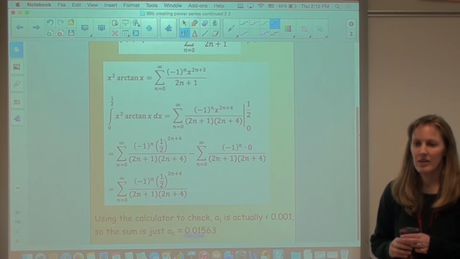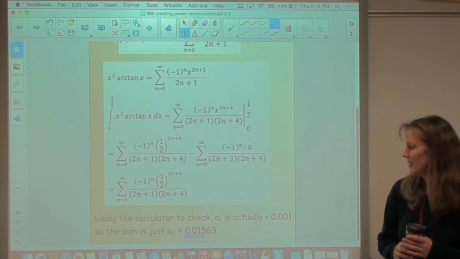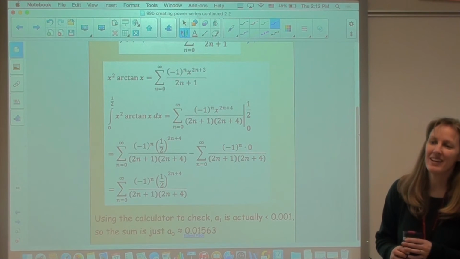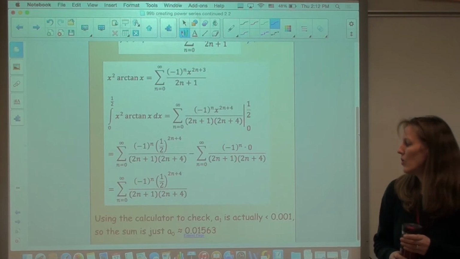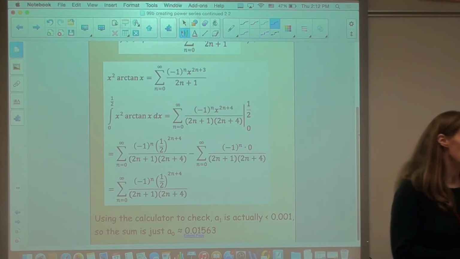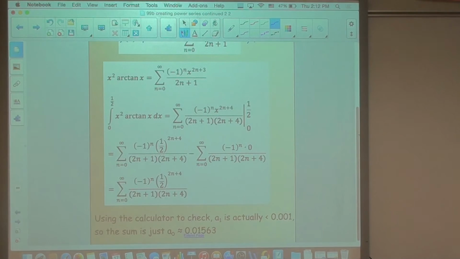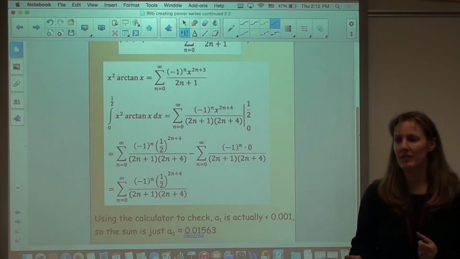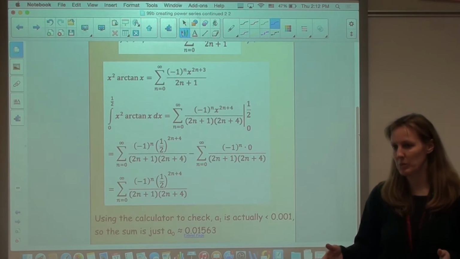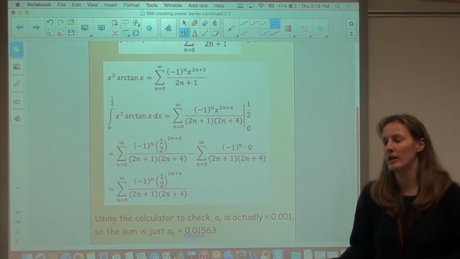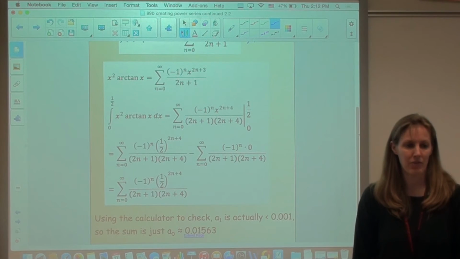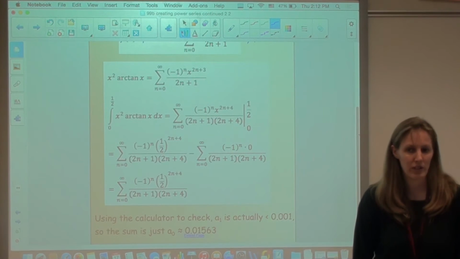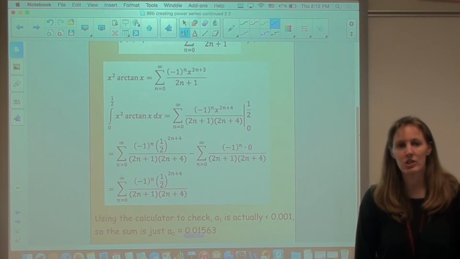Is that the same as 160? Is it the absolute value of it that's less than 0.001? Yes, guys, when you're checking to see which term falls below 0.001, ignore the negative, it's the absolute value that needs to be below 0.001. Otherwise, the first negative term would be below, right? So it has to be the absolute value of it that falls below. Good question. All other questions?